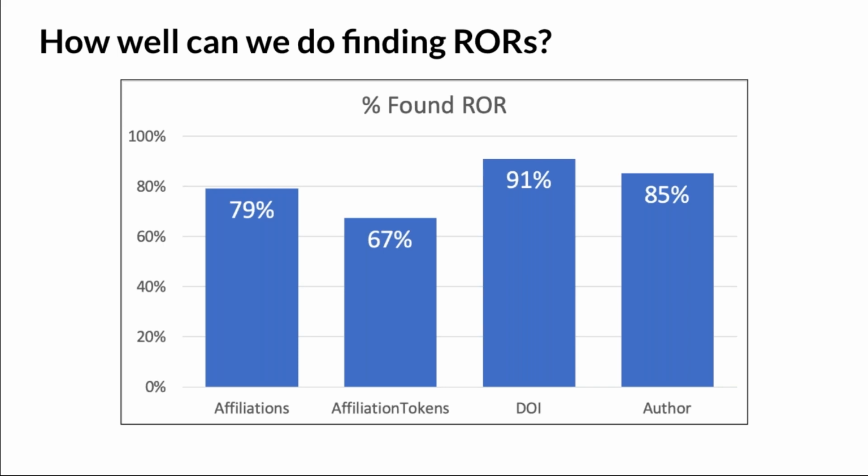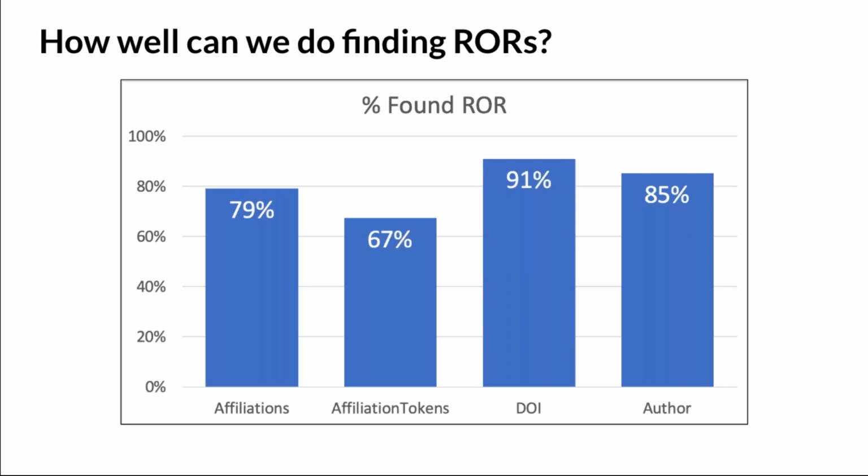Those affiliations are sometimes comma separated, sometimes not separated, sometimes partially comma and partially semicolon, sometimes semicolon. So there's a lot of little tokens in those that we tried to retrieve and hopefully get better results. So there's more affiliation tokens than affiliations, but for the set of tokens that we had, we ended up with 67%. For the DOIs, we got at least one ROR for 91% of the DOIs. So I think that's a pretty good number.